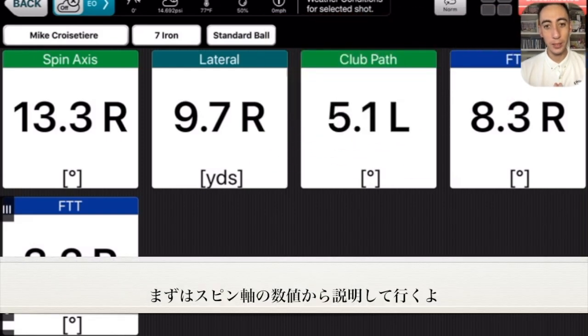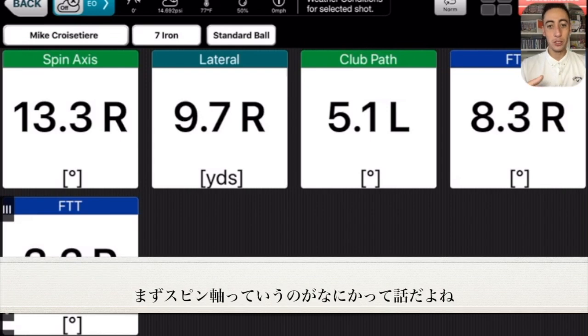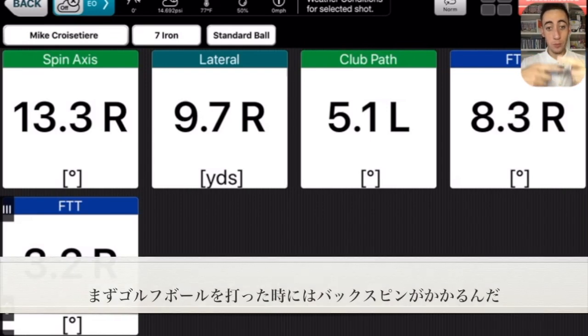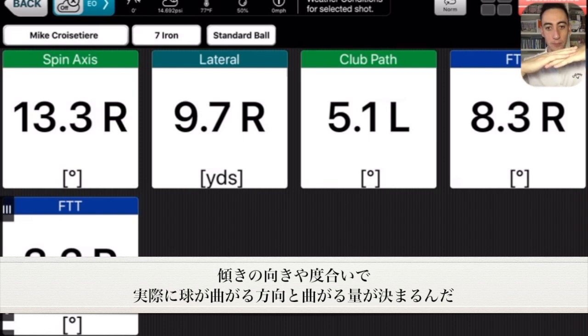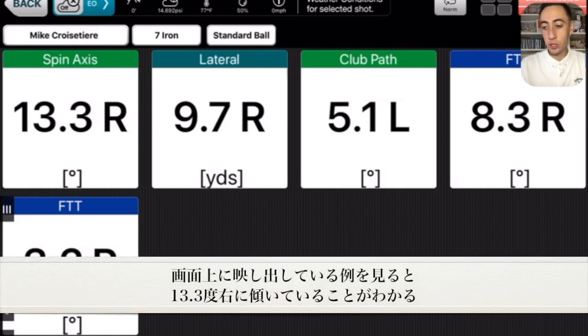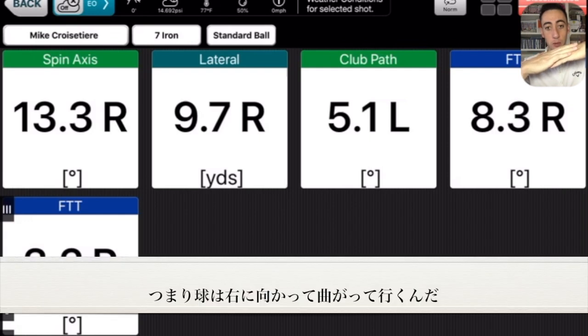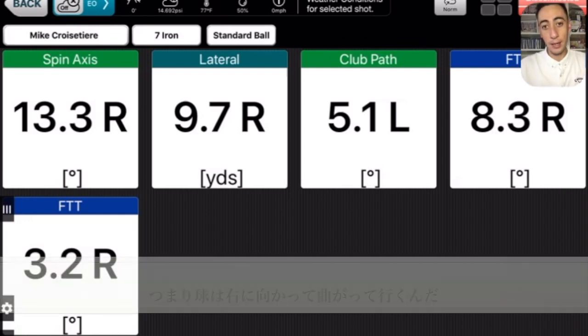So let's start with the data point of spin axis. What is spin axis? Spin axis is very simple. When you hit the golf ball, it's spinning backwards. Typically, not only is it spinning backwards, but it's also tilted while spinning backwards. Whatever direction and degree that it's tilted is pretty much which direction and how much the golf ball is going to curve. In this particular example, it has 13.3 degrees of tilt to the right. That means the golf ball is going to curve off to the right.